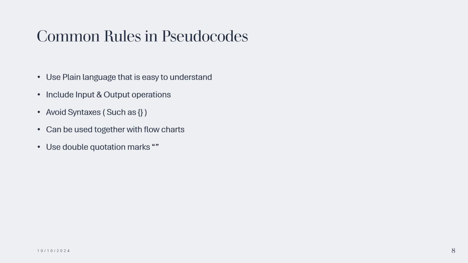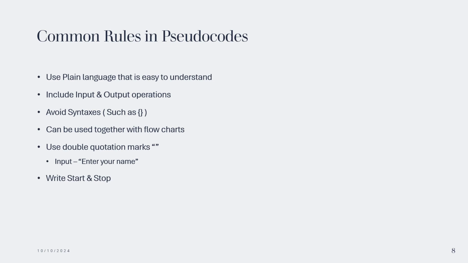And for inputs, outputs, or any other important messages, you need to use double quotation marks. For example, if you want to enter your name, you can put that word inside double quotation marks. This is how it works when making pseudocode. This is one of the most important rules when it comes to pseudocode.